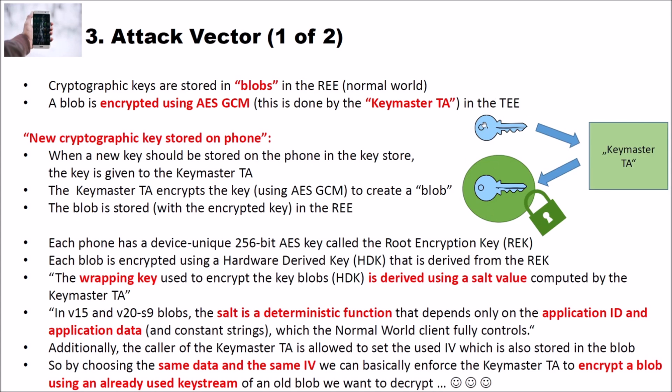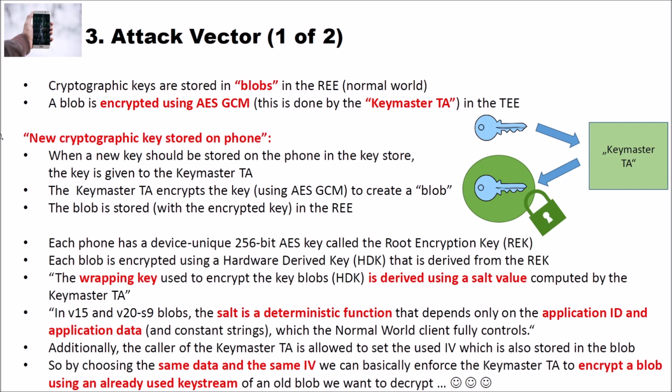So we have a key that we want to store in our key store on our mobile phone. So we give this key to the keymaster TA, which is running in the secure hardware part of the phone. This then encrypts the key, puts it in a so-called blob here, which is encrypted. So the key from this point cannot be accessed anymore from the normal world.